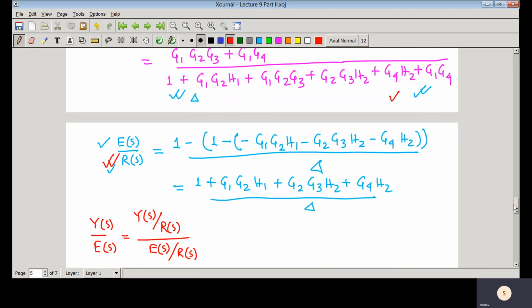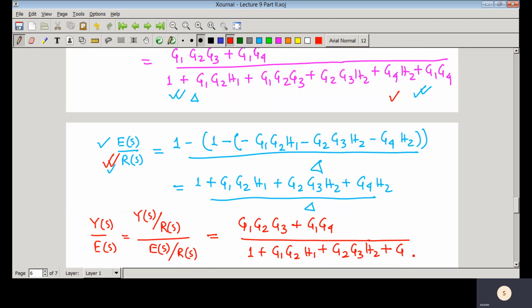Now if you divide these two, delta will be cancelled out and your transfer function would be G1, G2, G3 plus G1, G4 divided by 1 plus G1, G2, H1, G2, G3, H2 plus G4, H2. So this term is this one, and this one is this one.